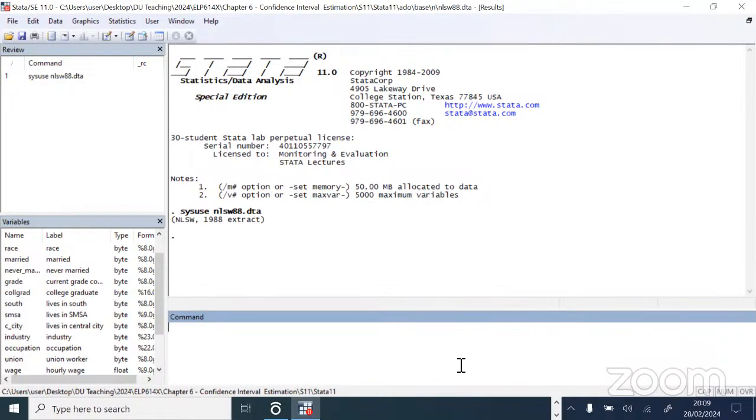So for me, if we move to hypothesis testing and then we do correlation and regression, then with the software here, we'll be okay.